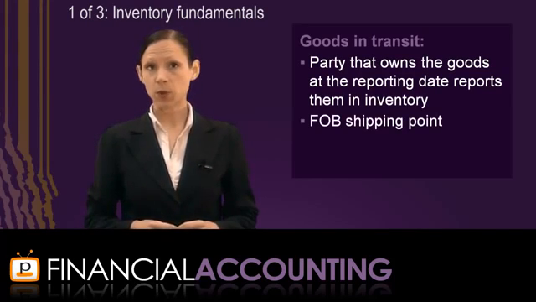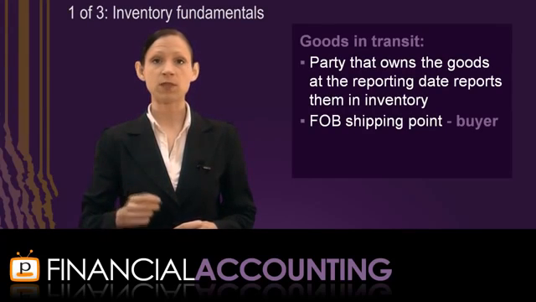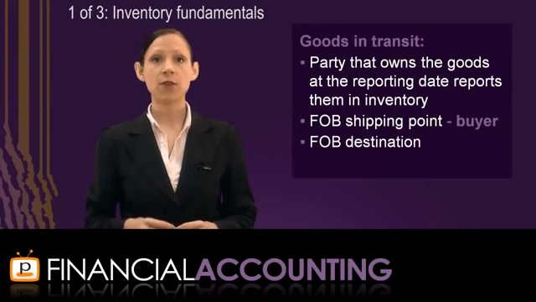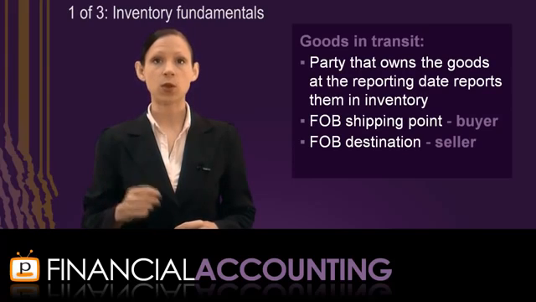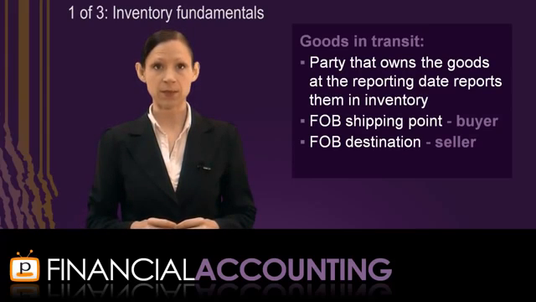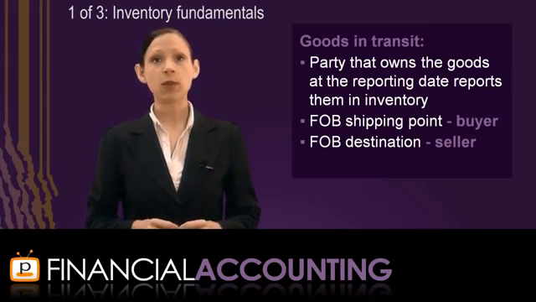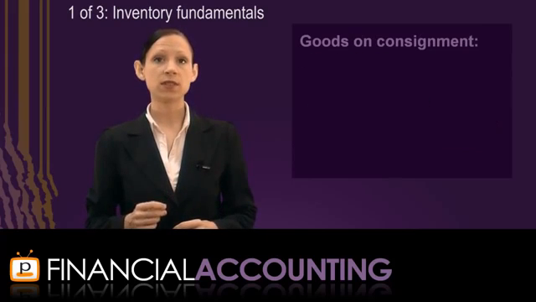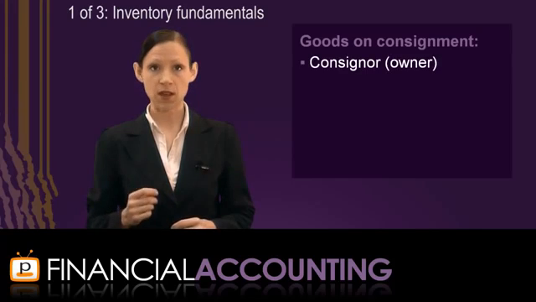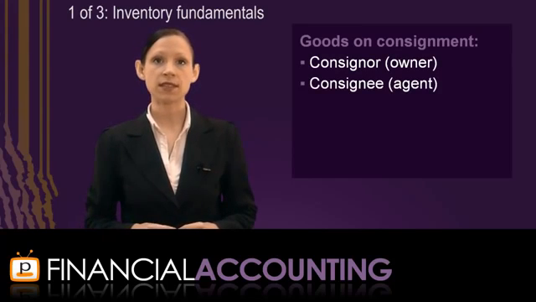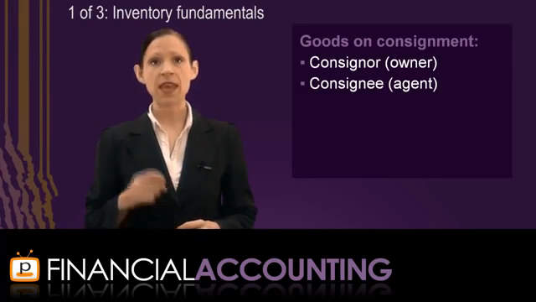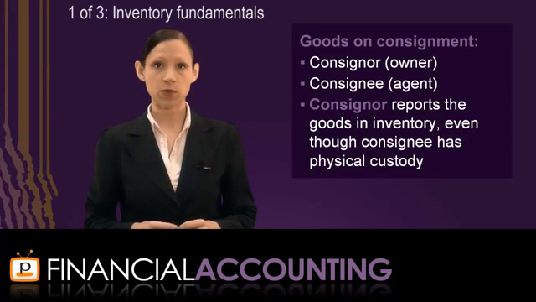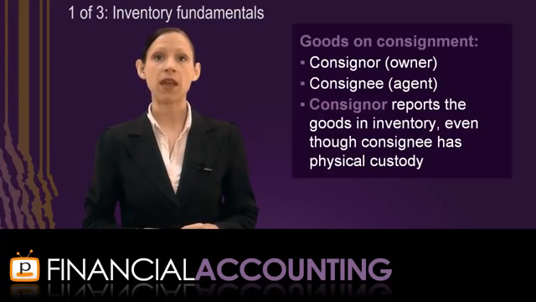Under FOB shipping point, the buyer owns the goods and reports them as part of their inventory, while under FOB destination, it is the seller who owns and reports the inventory in their balance sheet. The second case where it may not be clear as to who reports the goods as part of their inventory is for goods on consignment, where the owner, called the consigner, ships the goods to the consignee to sell the goods on their behalf. It is the consigner who still has ownership of the goods and reports them as part of their inventory, even though the consignee may have physical custody of the goods.